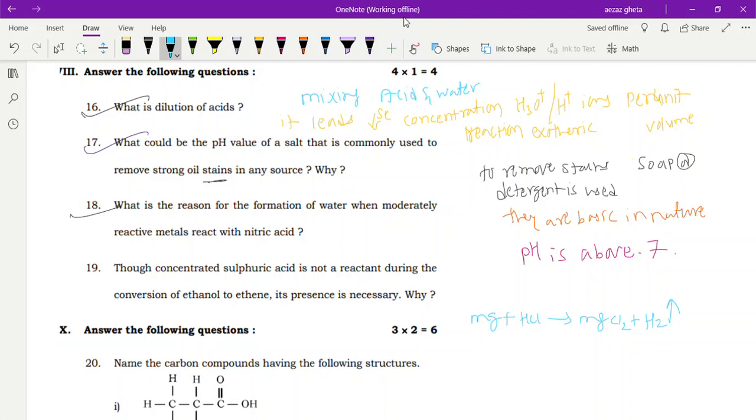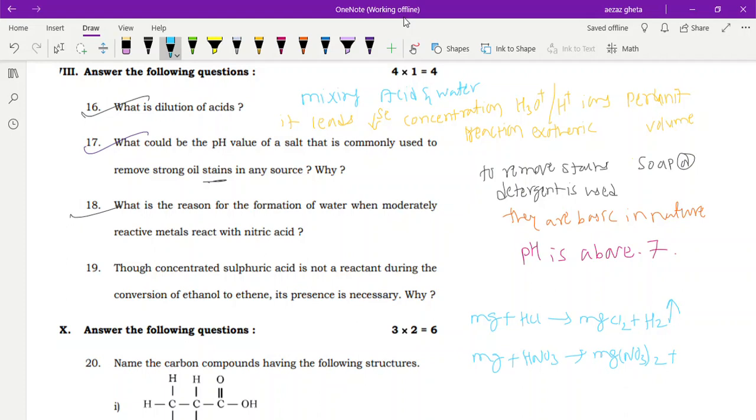But when a medium reactive metal reacts with nitric acid, then why is hydrogen gas not released? But instead of that, water is formed. You can take the example of magnesium itself. If it reacts with nitric acid, then Mg(NO3)2.